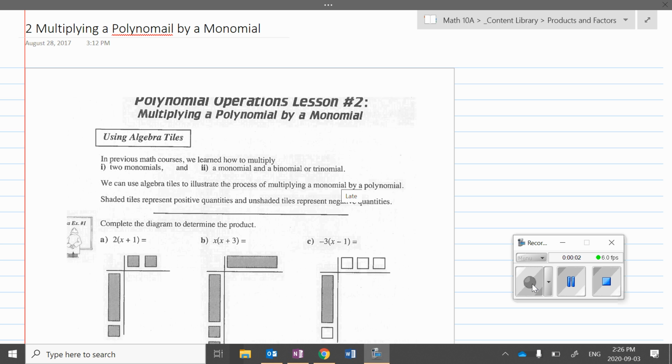Okay, so this is page 275. Multiplying a polynomial by a monomial. What's a monomial? Just shout it out. Single term, right on, good. So we're going to multiply a single term by a couple of terms.